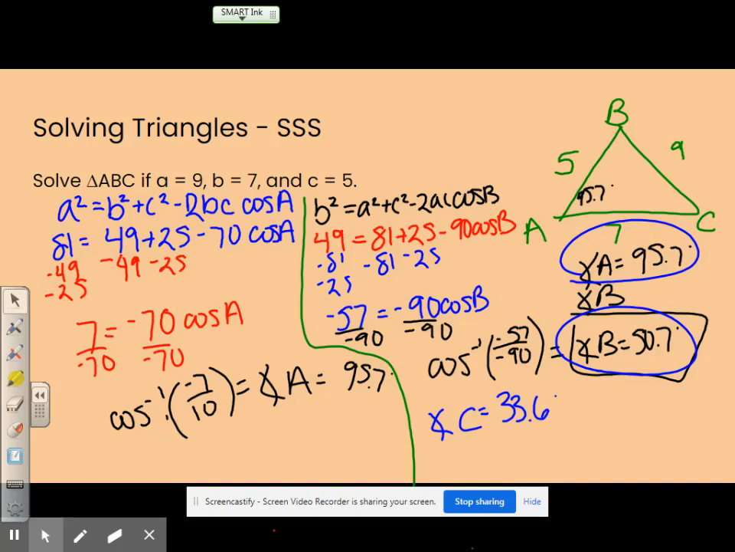All right, not too bad at all. Trig-wise, it's very, very similar to the law of sines, but with a lot of extra algebra and calculator work.